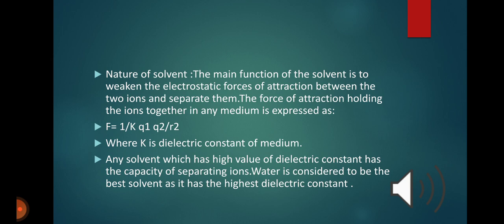On the basis of this, how can you conclude what the nature of the solvent is? The strong electrostatic force of attraction present between the ions will be weakened by the solvent. This is the main function. When the electrostatic force of attraction between the ions weakens, the ions will be separated. So the solvent which has a high dielectric constant has the maximum capacity of ionization. So this is about the nature of solvent.